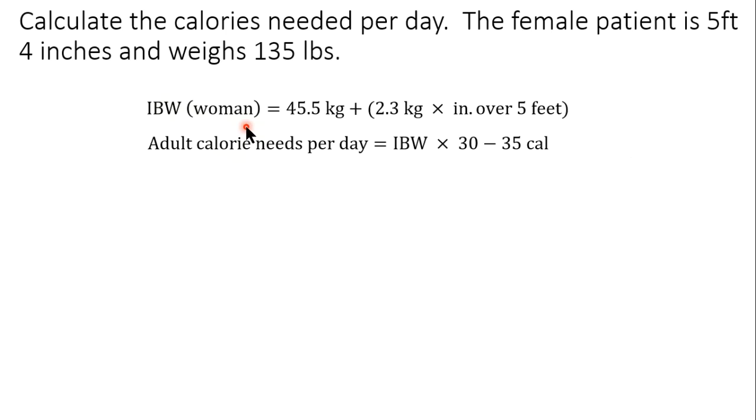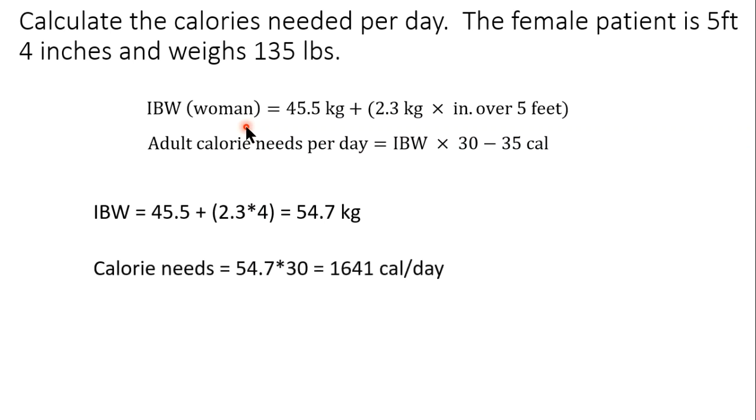So in this case, the height is already given as 5 feet 4 inches, so that means that we only have 4 inches over 5 feet. So we can write it as the IBW equals 45.5 plus 2.3 times 4, which is equal to 54.7 kilograms. And with that value, we put it into the formula for the caloric need. So calorie needs equals the IBW of 54.7 times 30.